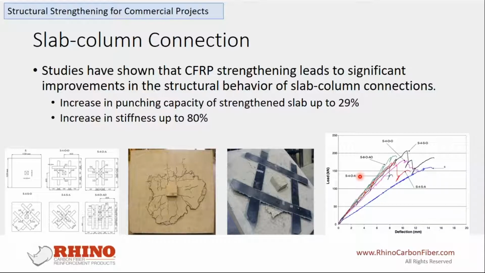Another similar application would be using CFRP to strengthen the slab opening. If you are doing a renovation project that requires cutting openings on slabs, using CFRP to strengthen the perimeter of the opening is an easy and quick way to stabilize the structure.